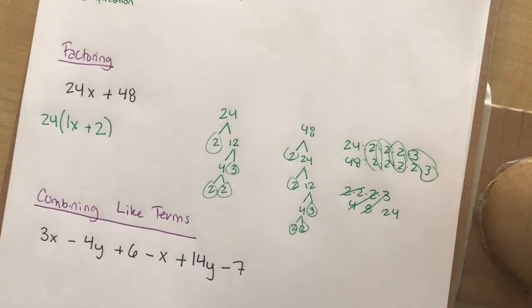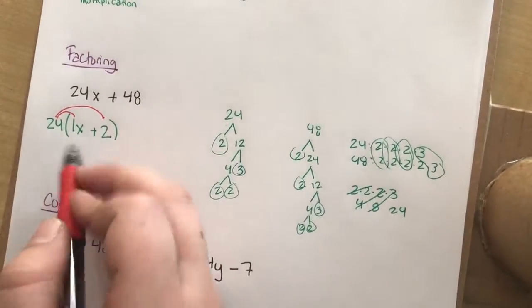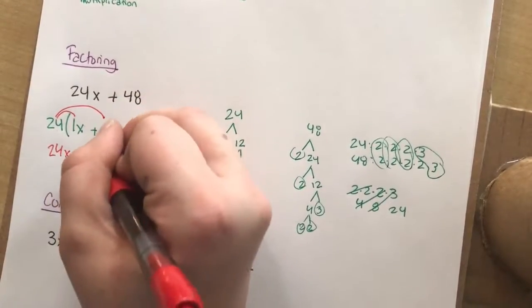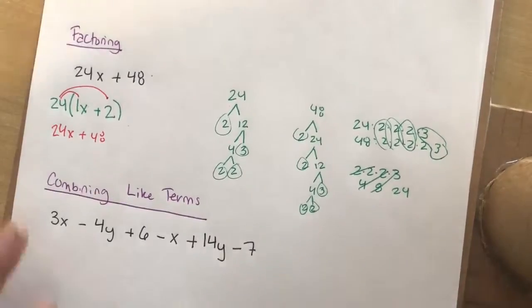So I can double check my work by doing the distributive property. 24 times 1x is 24x. 24 times 2 is 48. These equations match, so I know that I did my factoring correctly.